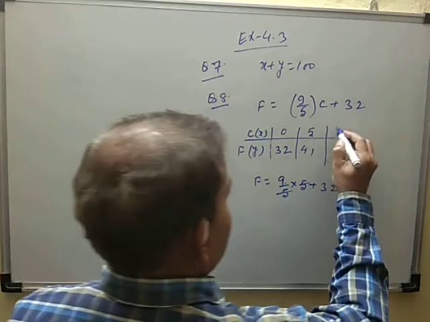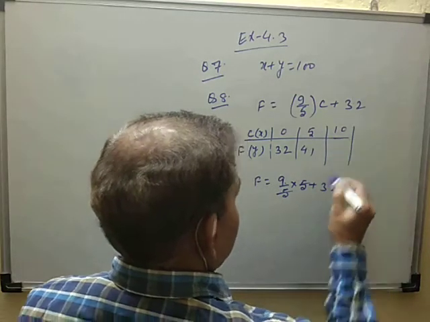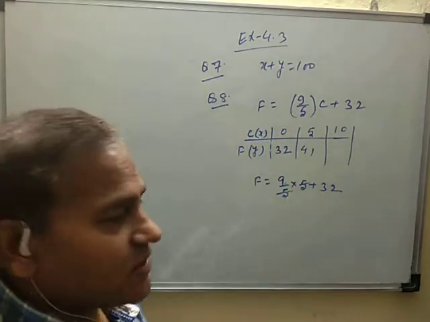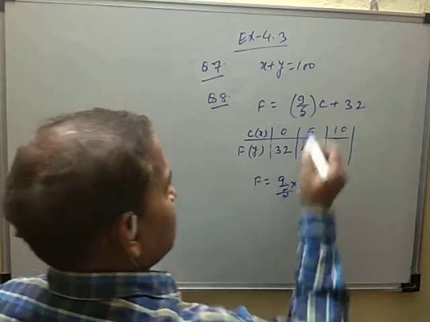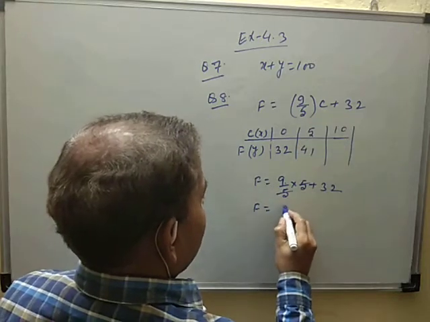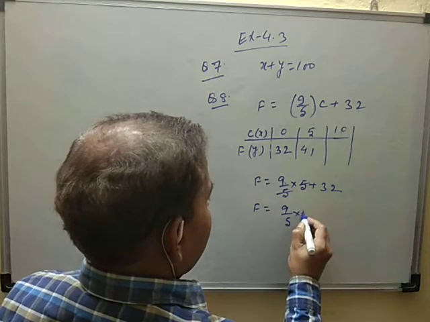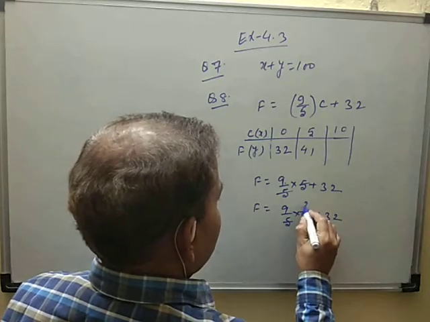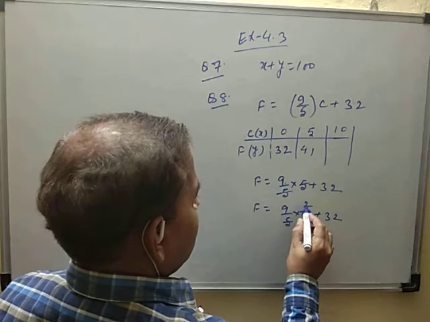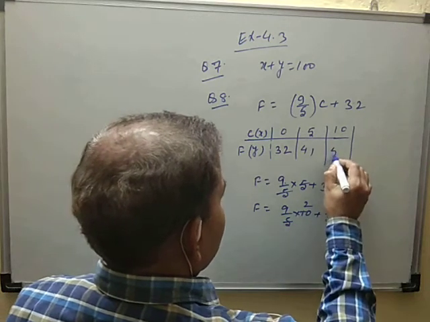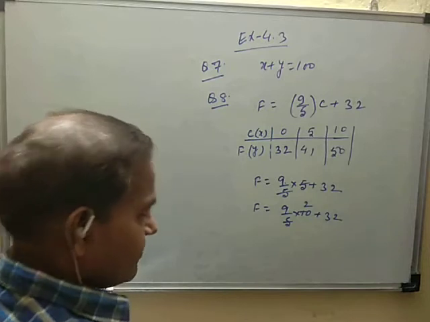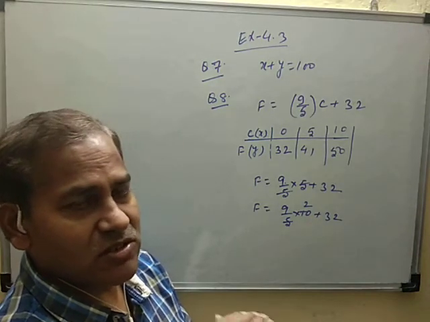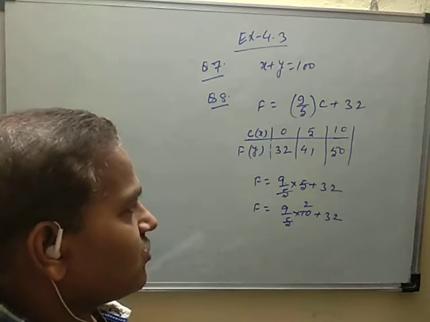Now suppose C is equal to 10. Taking a multiple of 5 makes the calculation easy. So put C is equal to 10. F is equal to 9 by 5 into 10 plus 32. This cancels, 2 nines are 18, 18 plus 32 is 50. So we have 3 values. Now draw the x-axis and y-axis and then draw the graph.